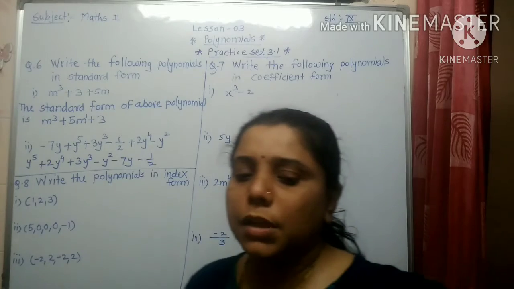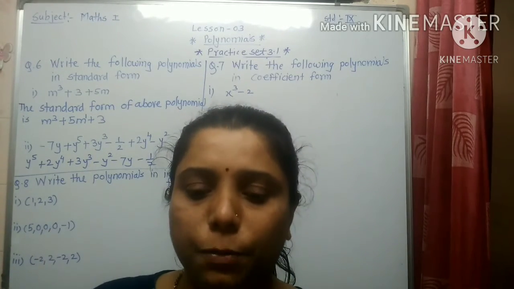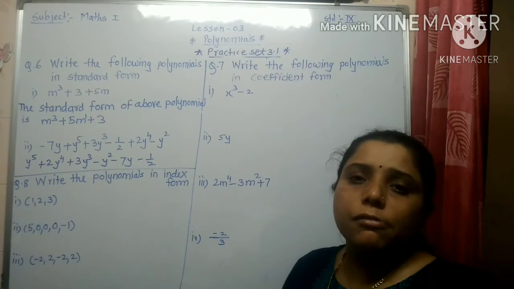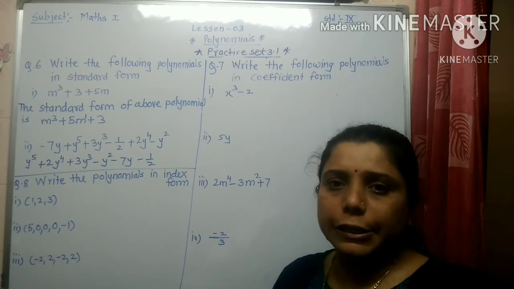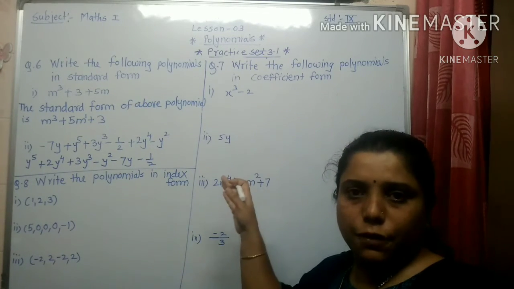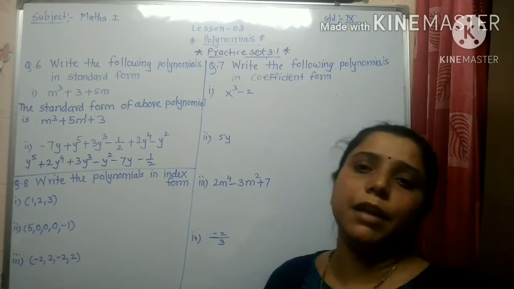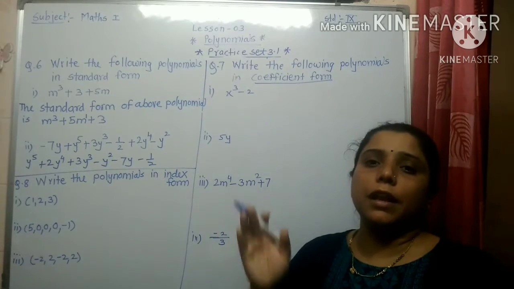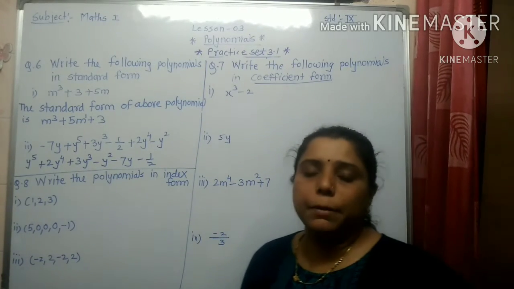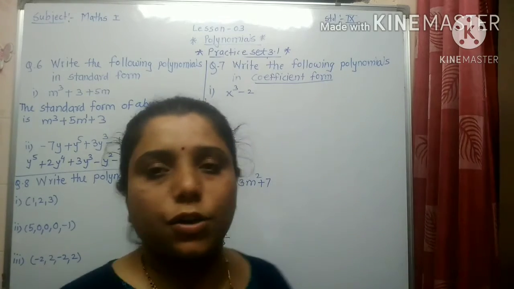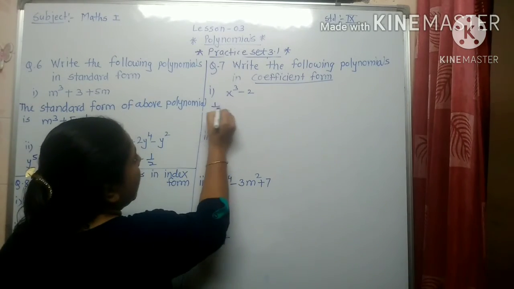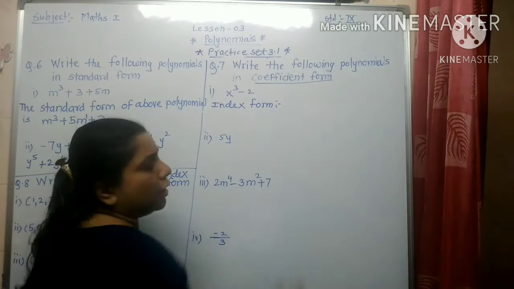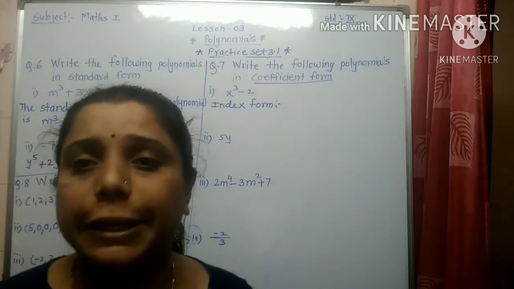All the missing terms in the standard form of the polynomial. Then this form is called the index form, because we are adding all the missing terms. And when you are writing the coefficient form, those missing terms are very, very important. So when writing the coefficient form, first write down the index form of that particular polynomial. Understood? So first I will write the index form. In the index form, we will write all the missing terms.